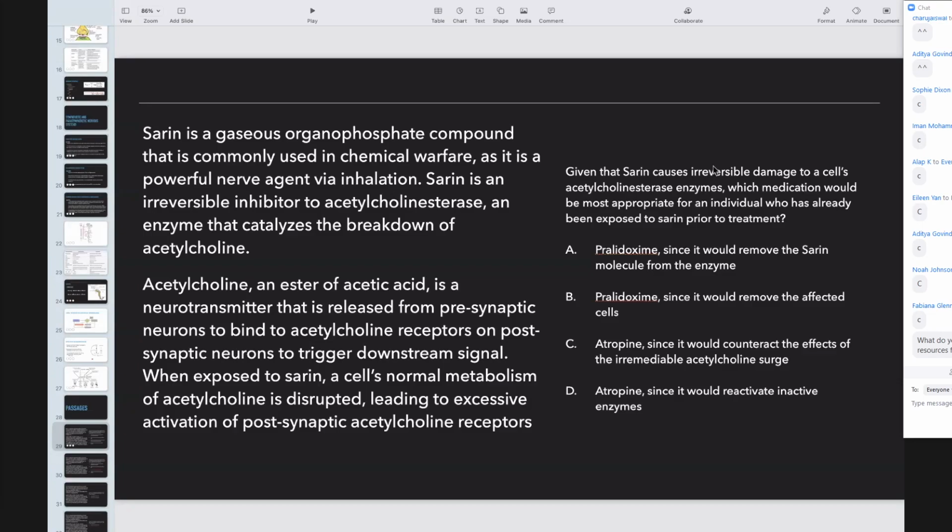A, let's look at it. Since it would remove sarin molecule from the enzyme, irreversible. Nope, that's not going to do anything. The damage is already done. Since it would remove the affected cells. If you found a medication that removed affected cells, you'd win a Nobel Prize. You would cure cancer. You would cure a lot of things.